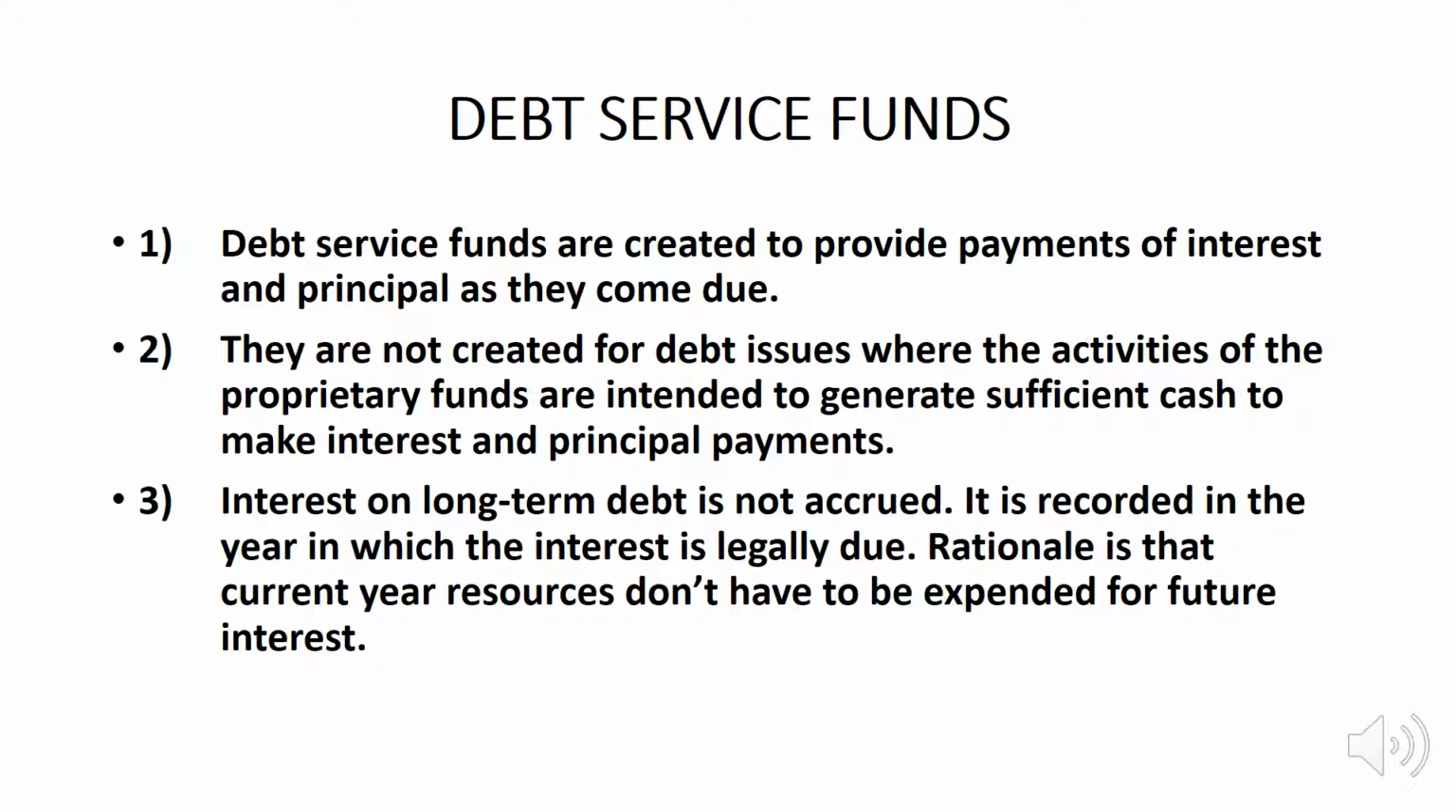I'm just saying here, even if the contract is going to require that interest is paid later, but not in this year, we still don't accrue it now. They're going to owe it, but we're not going to accrue it now. So the rationale here is that the current year resources don't have to be expended for the future year's interest, only for the current year's interest. And that's a little bit different from the type of accounting that you're used to.